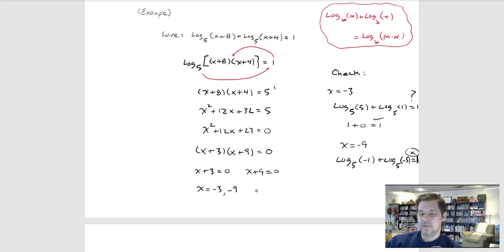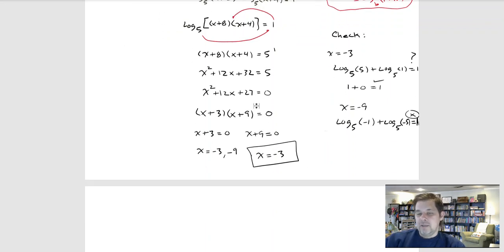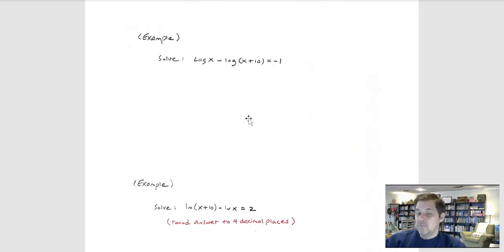All right, so let's give our final answer like this. So in the box I'll put the final answer. There it is. Negative 9 is not one of the answers. It's just negative 3. Okay, so let's look at maybe 3 more.